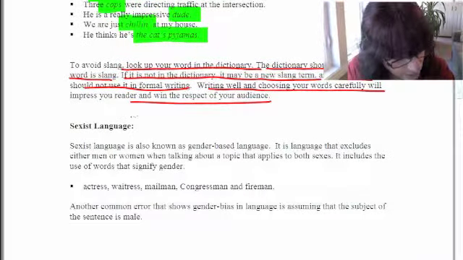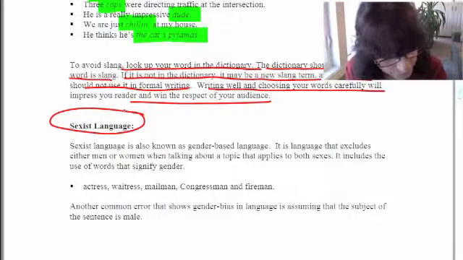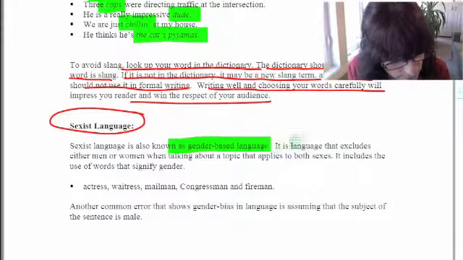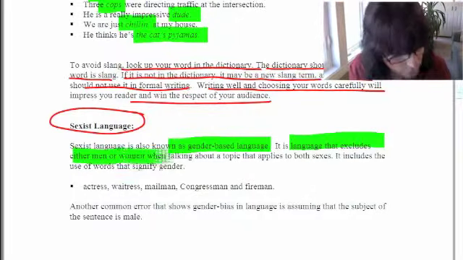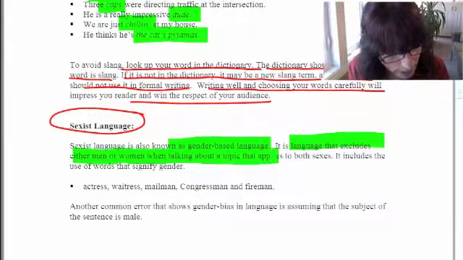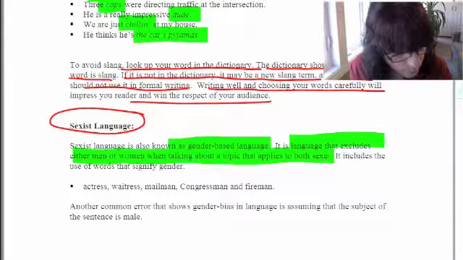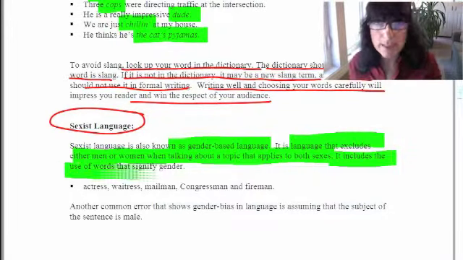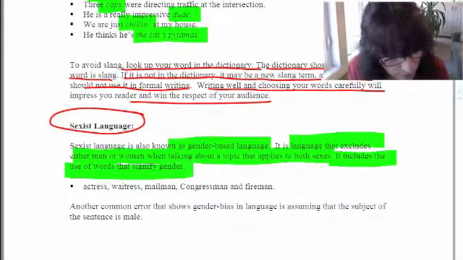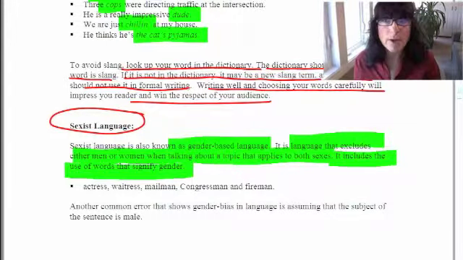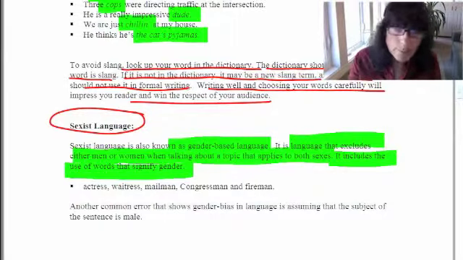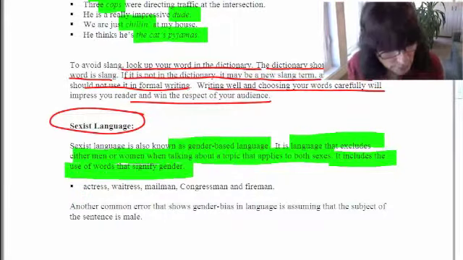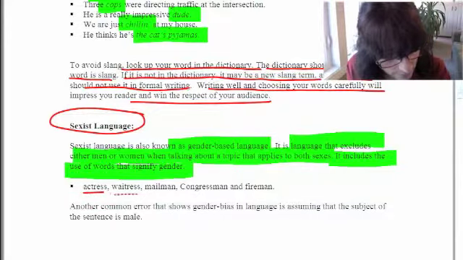So another type of language that you want to avoid is sexist language. Now, what is sexist language? It's also known as gender-based language. It's language that excludes either men or women when you're talking about a particular topic, when you want to refer to both sexes, but you're eliminating or excluding one of the sexes. It includes the use of words that signify a particular gender. They're only referring to either males or females. It's not all inclusive.